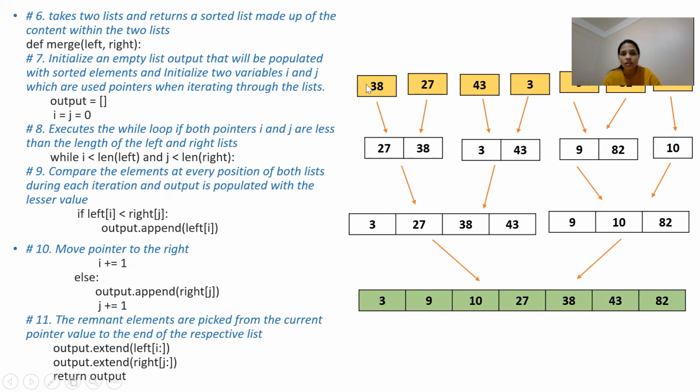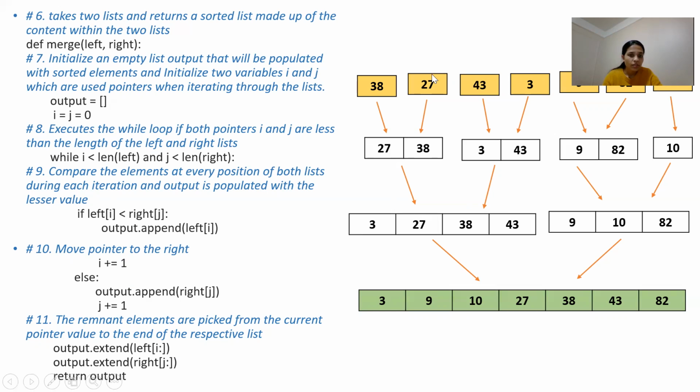I'm comparing now. 38 is less than 27? No, the condition is false. So I go to the else part and then output dot append right of j. So now I append my 27 to this output. And then I'm incrementing my j pointer to 1. So it was 0, now the j pointer becomes 1.